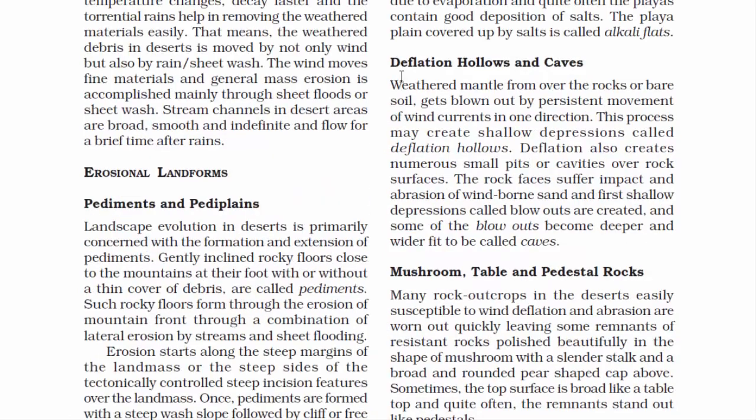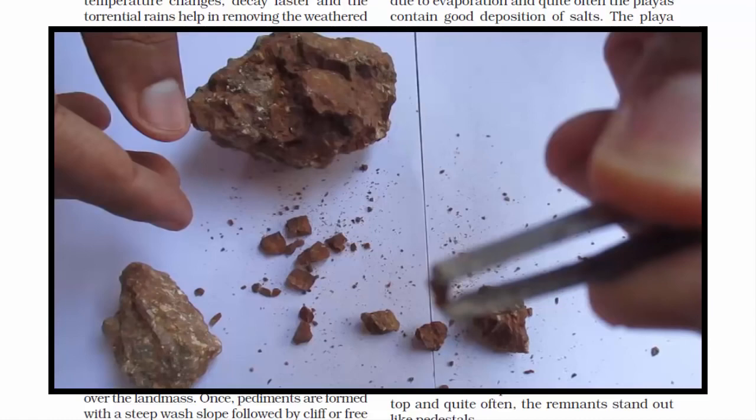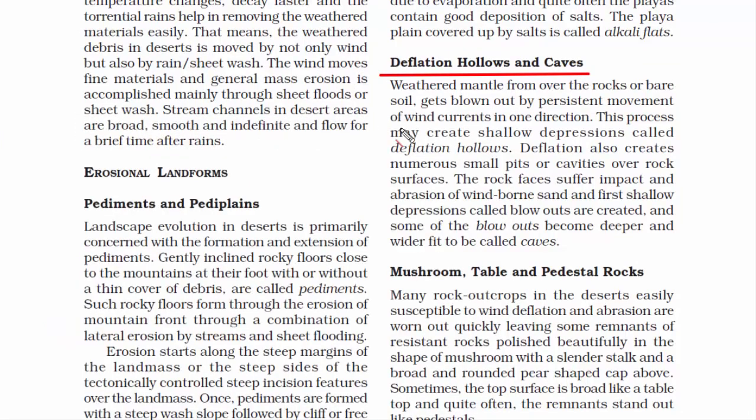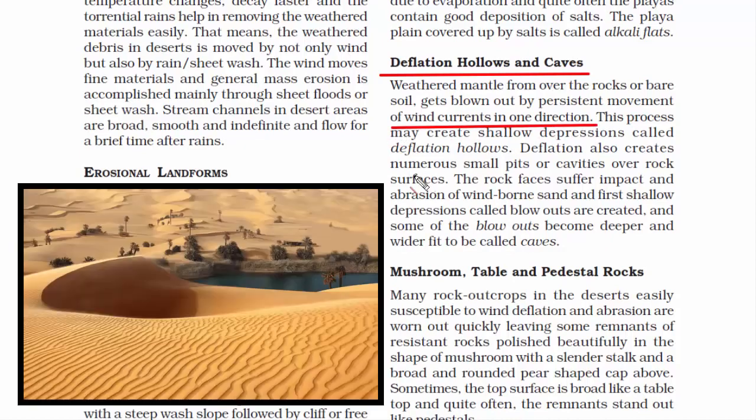The third type of erosional landform is deflation hollows and caves. We know that rocks are basically small chunks of soil debris that are packed together. Now the work of exogenic agents is to blow and break the rocks into tiny debris. I mean, that's what we have been studying from the beginning in this chapter. Now this heavy continuous movement of wind currents in one direction creates a shallow depression. These depressions are called deflation hollows. In other words, these are cavities or small pits in the rock surface.